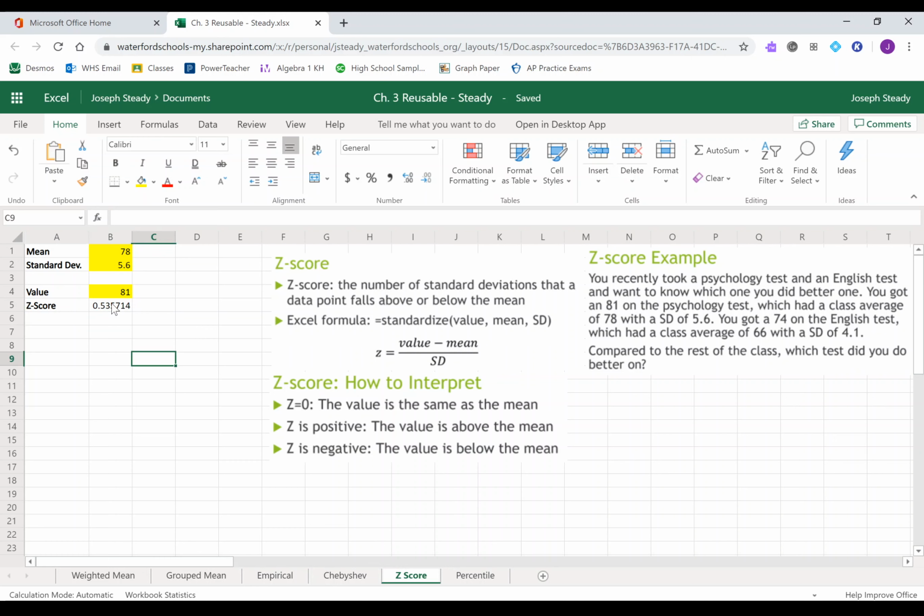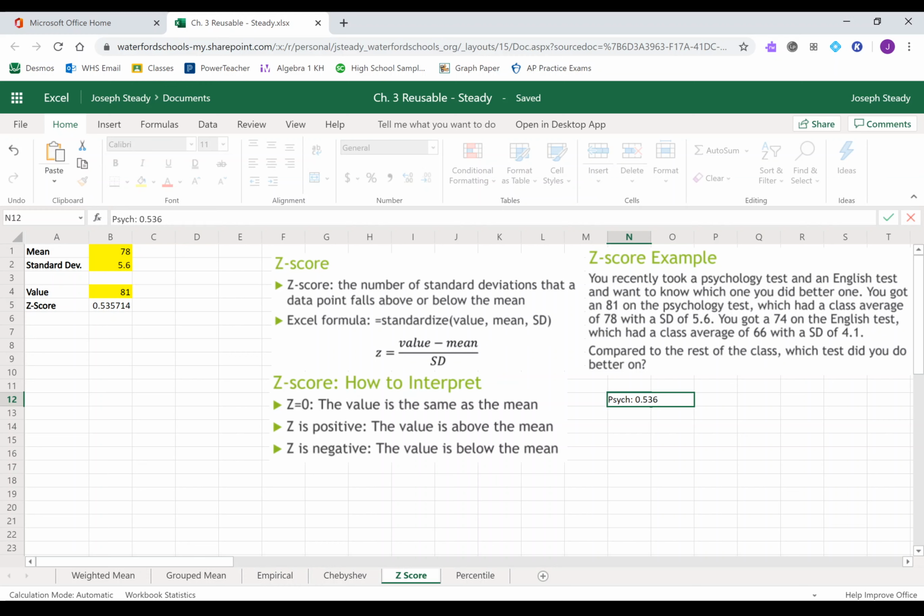Now what does that mean? Well, first of all, it's a positive number, which means that I did above average. But it's not a very big positive number. It's less than 1. So this means that I am only half of a standard deviation above average, which makes sense because I was 3 points above average, and the standard deviation was close to 6. So that's where our half comes from. So on the psych test, I was 0.536 for my z-score.